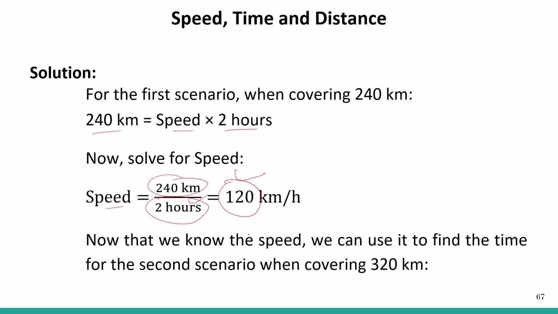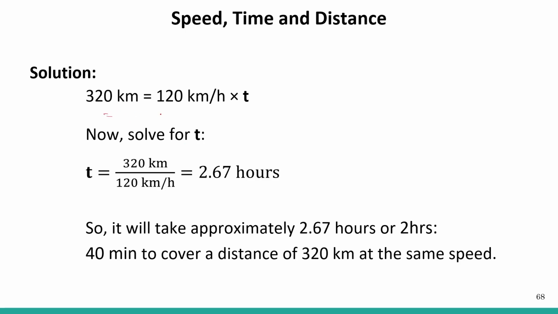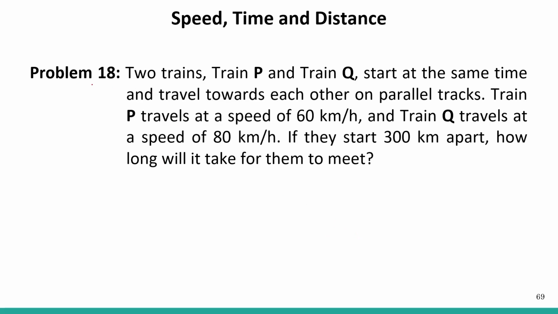Okay. So now that we know the speed, we can find for the second scenario when the covering distance is 320 km. So 320 km is equal to 120 km per hour into t, that is time. So t is equal to what? Keeping the t, that is time, on the left hand side as it is the unknown, and keeping all the known values on the right hand side. So 320 by 120 is equal to 2.67 hours. So this is the amount of time that will actually be taken to cover a distance of 320 km at that same speed. Or we can also say 2 hour 40 minutes, because 2.67 hours is equal to 2 hour 40 minutes. So let's see problem number 18.